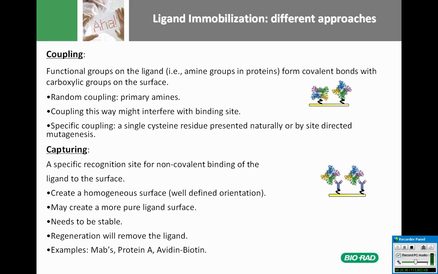So primary amine groups on the ligand will interact with the activated carboxyl groups, and the coupling procedure is a random coupling because any primary amine groups on the ligand will interact with the activated carboxyl groups. Coupling is very efficient. You can immobilize a lot of ligand this way. And another nice and elegant way is to perform a cysteine binding.